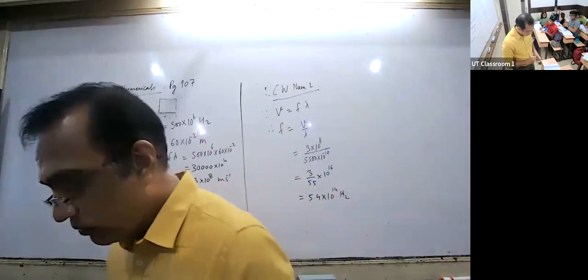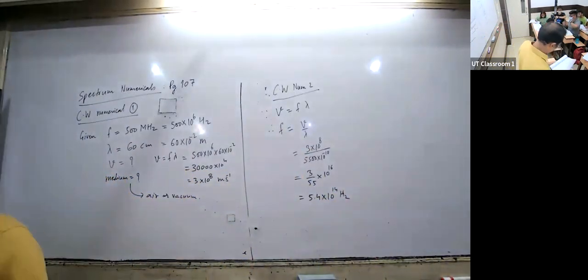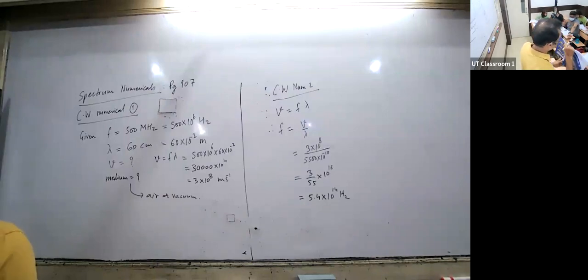So there are two homework numericals also. These are the only two classwork numericals. Okay, so now let me begin with electromagnetic spectrum. There are two homework numericals. Can we do that also?